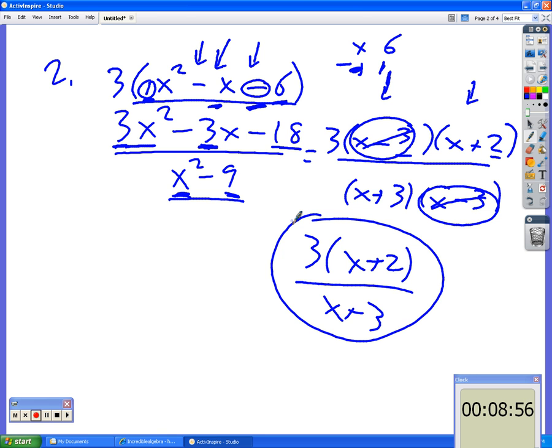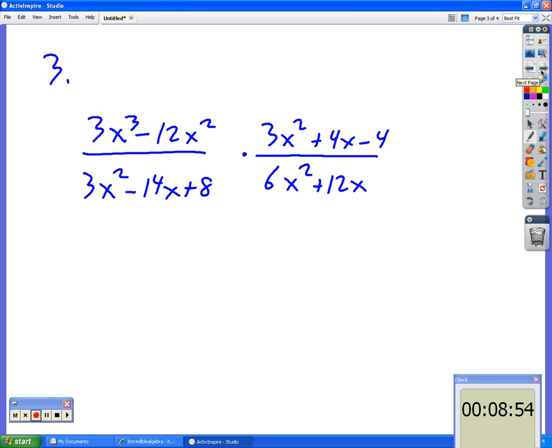Number 3. It's a multiplication problem, and again, we're going to do the same thing. We're going to factor all the parts. On the top left, we're going to take out the 3, since there's a 3 in both. And there's 3 x's and 2 x's, so we're going to take x squared out. There's 2 x's in each one.